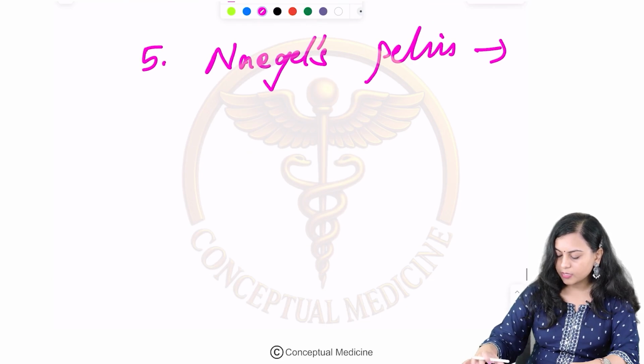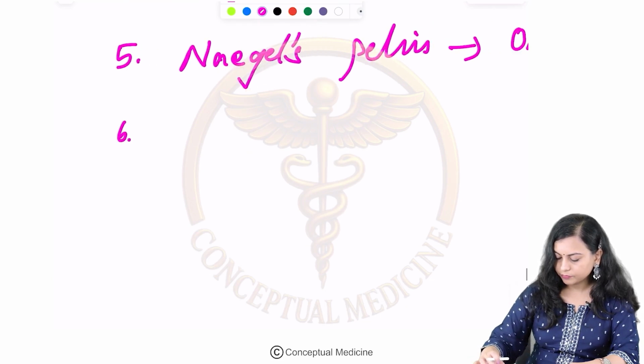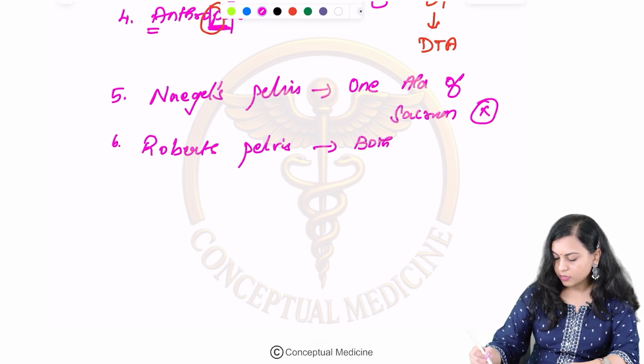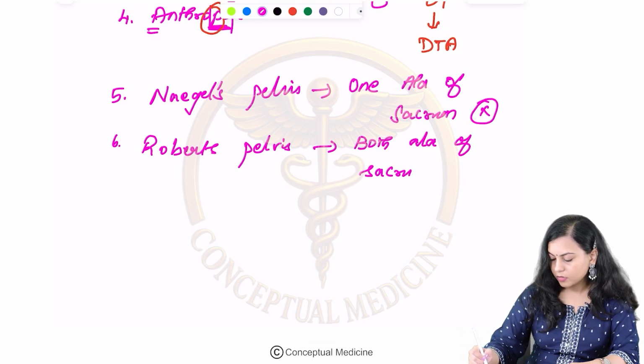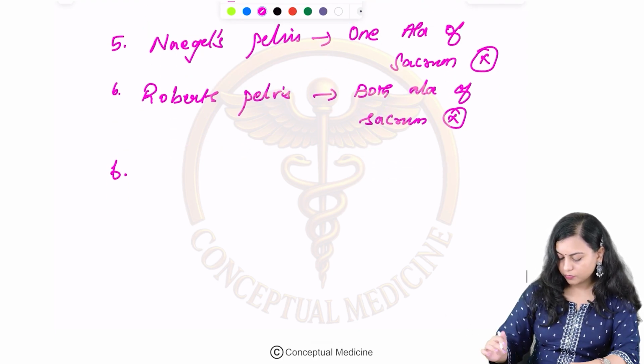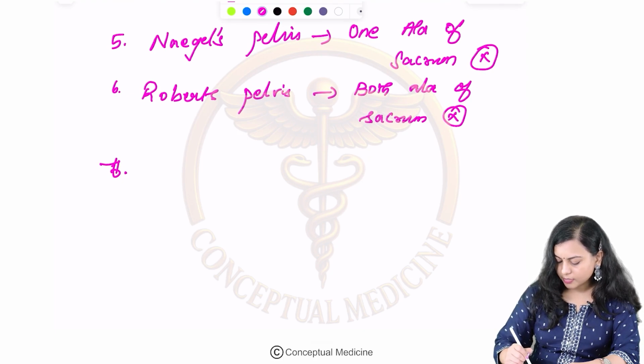Okay. Next one is Robert's pelvis, where both ala of sacrum are absent. Okay.